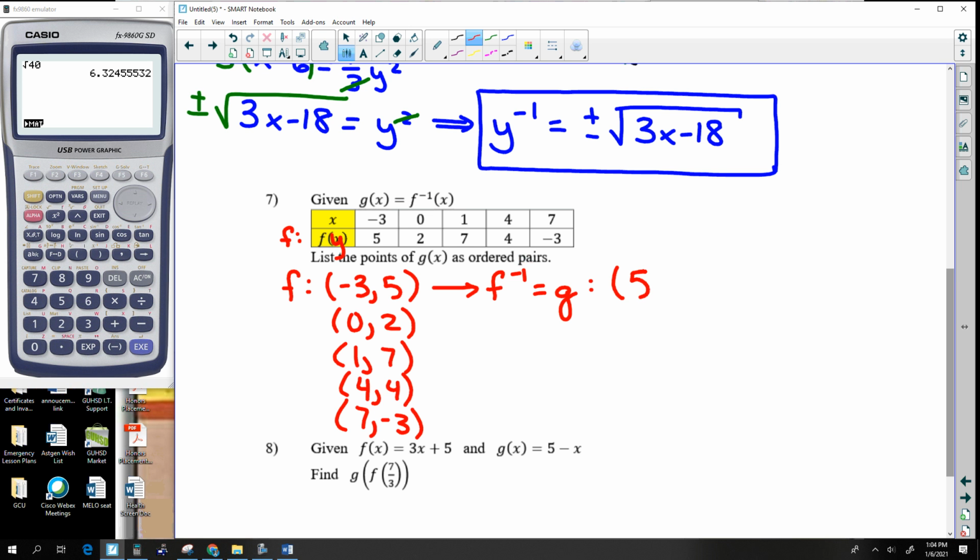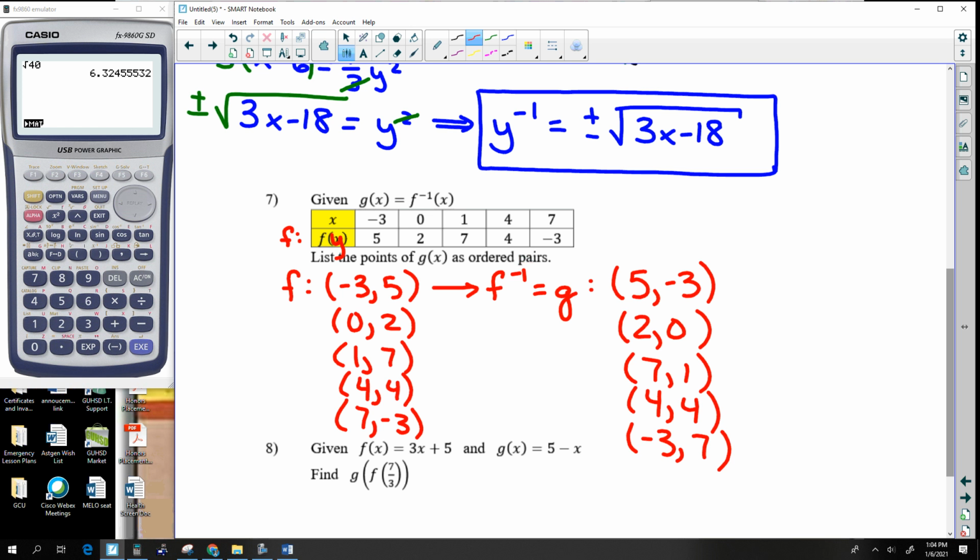So this one will be (5, -3), where the x became the y and the y became the x. (2, 0), (7, 1), (4, 4), and (-3, 7). And those are the points that are on G, which again is the inverse of F.